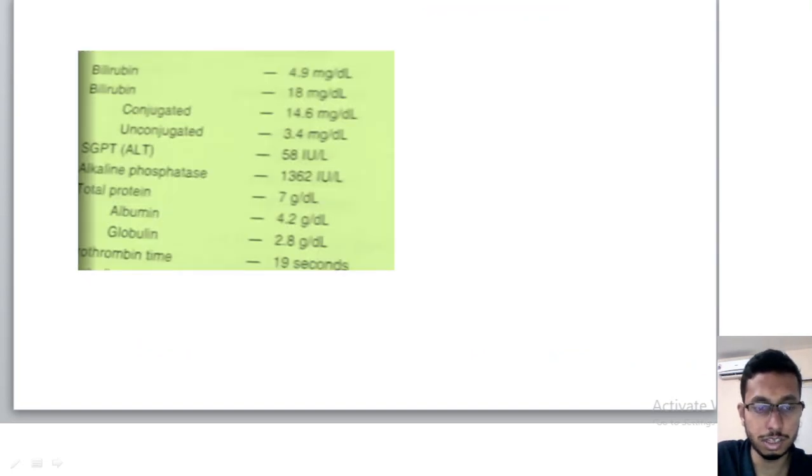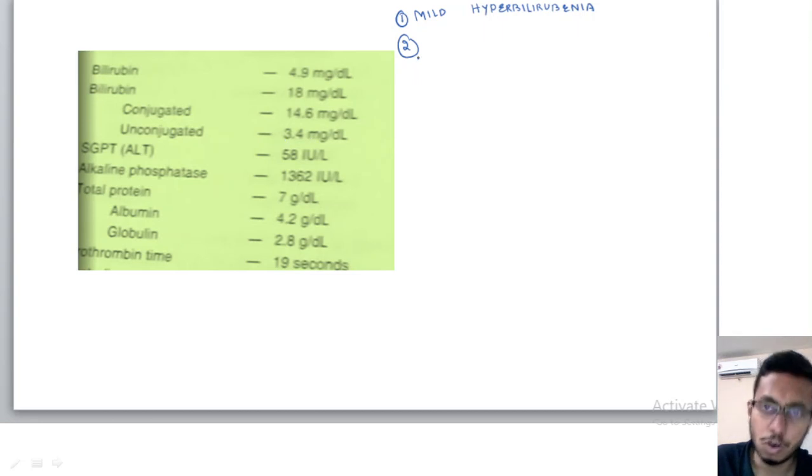Now coming to this last chart. Okay, so what are we going to discuss? Again, in this chart we are getting bilirubin to be raised. Again, it is mild hyperbilirubinemia. This is the first point. Second point is look at the conjugated and unconjugated. Here conjugated is more than unconjugated and it is almost more than 85%. So it is conjugated mild hyperbilirubinemia. Next, look at the liver markers.